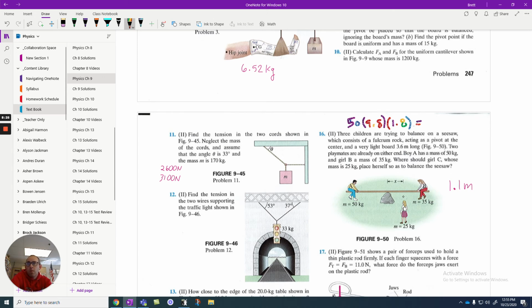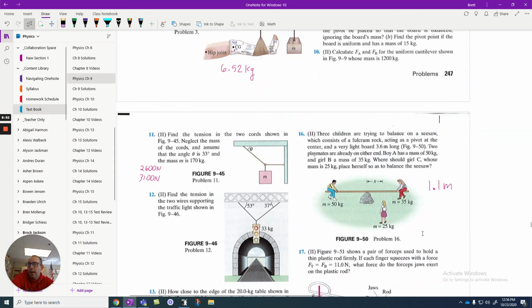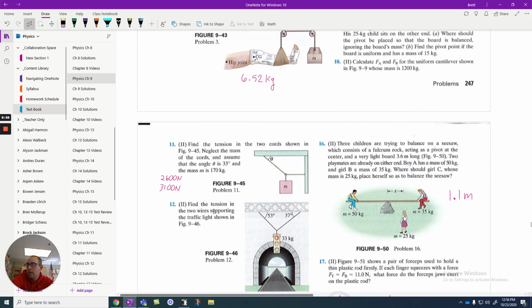Right now, we have 35 times 9.8 times 1.8, but we're going to have to add to that her 25 times 9.8 times some position. Whatever position makes this equal should tell us where to place the girls so that the torque on the left and the torque on the right cancel each other out. Hopefully that helps you out, and I think this should be enough to get you through it, but you may have some good questions, and I'd love to answer them.